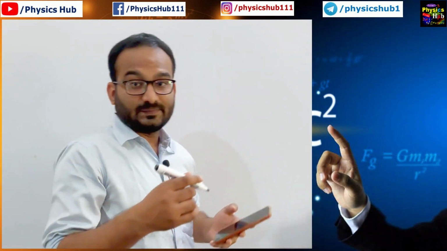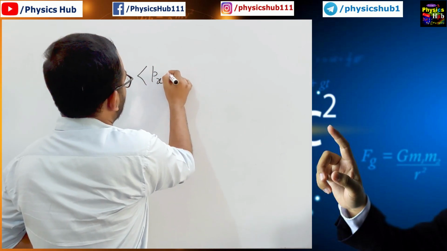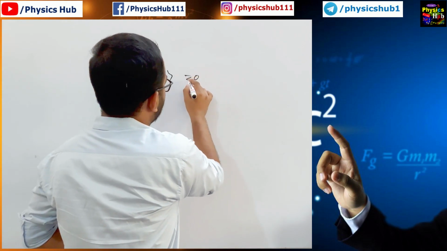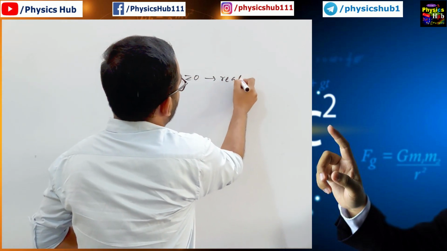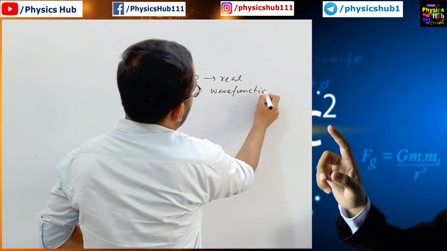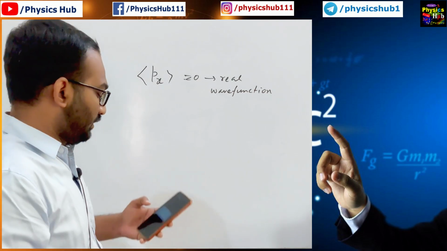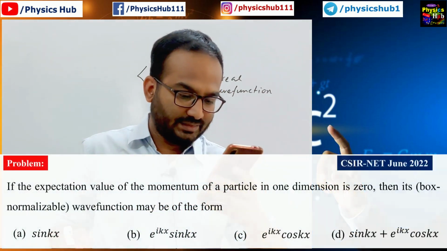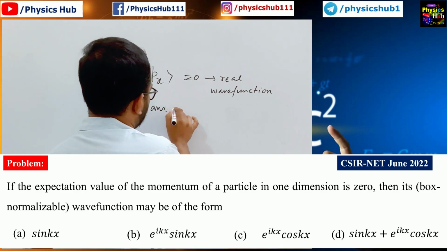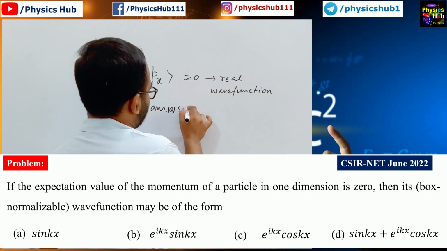So you know that the expectation value of momentum, let's say one dimensional, is 0. We know this is valid for real wave functions. So if you have any real wave function, then the expectation value of momentum is 0. From the options you can see only sin kx is the real function, other functions are not real. So option A, sin kx, is the correct answer.